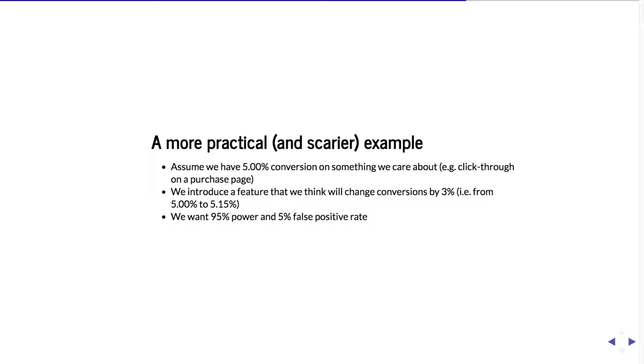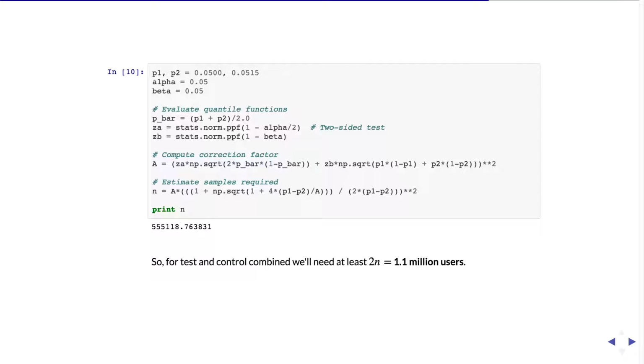We want 95% power and 5% false alarm rate. So when we run through this, we get that we need at least like 550,000 in each of control and test, so like 1.1 million users, to be able to measure that difference.